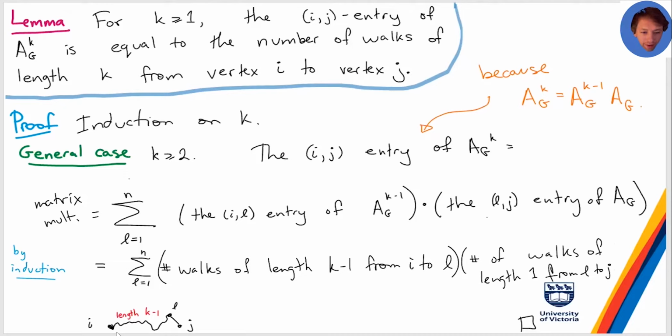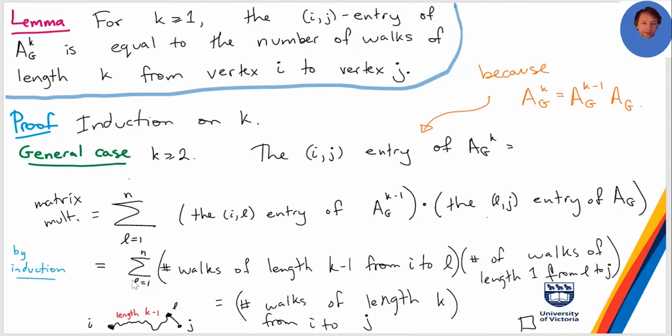Then you just have the observation that a walk of length k from i to j is the same thing as walking k minus 1 steps to some vertex L and then walking 1 step to j. So that is equal to the number of walks of length k from i to j. Is that clear? It's just summing over all of the possible choices for the penultimate vertex of the path.